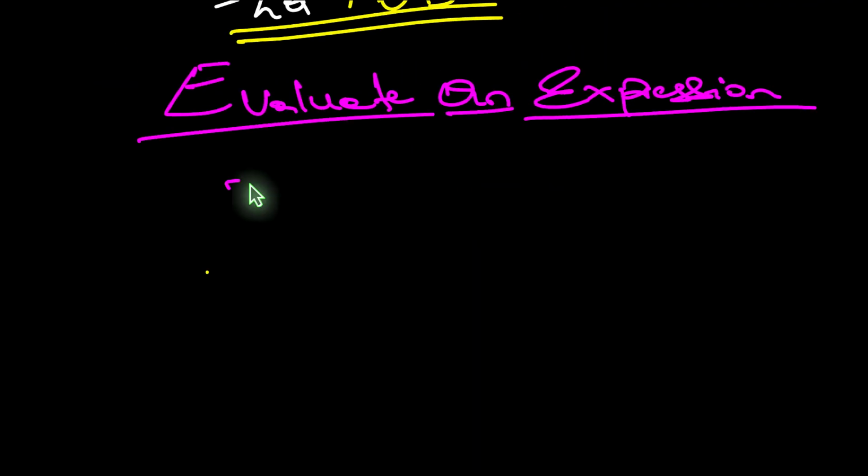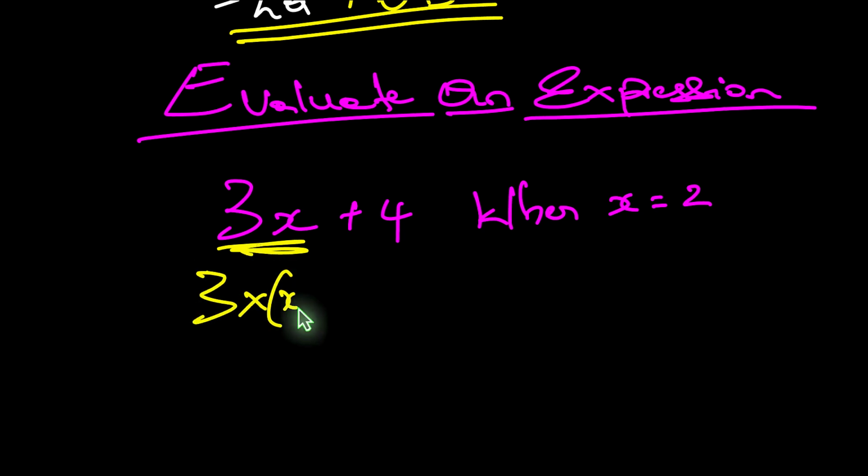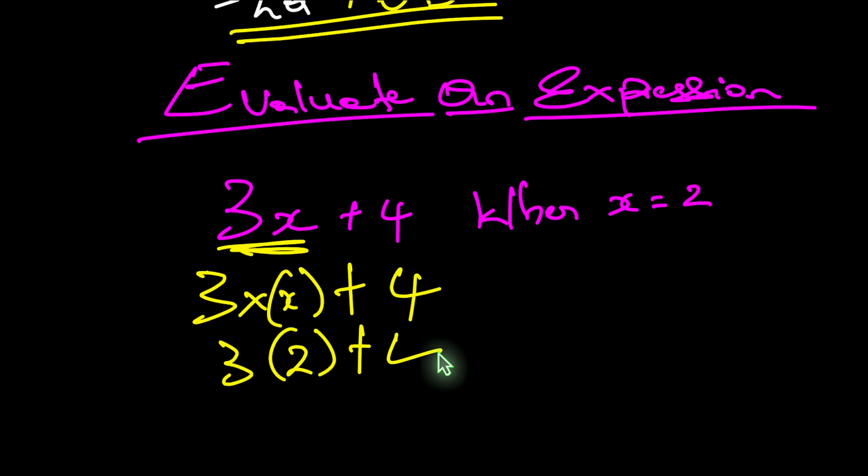Now for this one, let's say we have 3x plus 4, and we're going to evaluate this when x is equal to 2. So in this instance, we get a value for x. We're going to actually substitute a value for x. And what you have to see this 3x as, you need to see it as 3 multiplied by whatever value x is. And in this case, of course, we get the value for x. So what we will do, we'll just simply replace x with the 2. So we end up with 3 multiplied by 2 and plus 4.